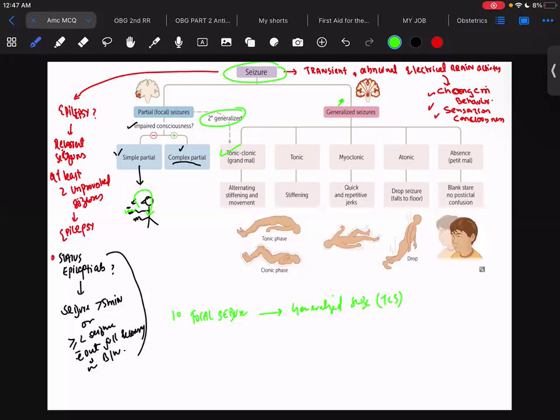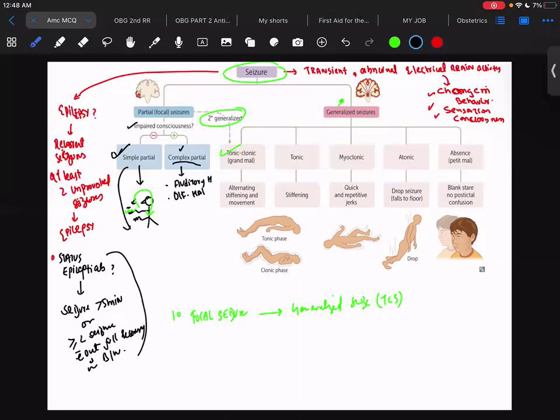So we have a simple question. If the consciousness is intact, that is what we call simple partial seizure. If the consciousness is not intact, that is impaired consciousness, that is what we call complex partial seizure. Remember that patients who have complex partial seizure can have auditory hallucinations or olfactory hallucinations. Make sure you remember this.